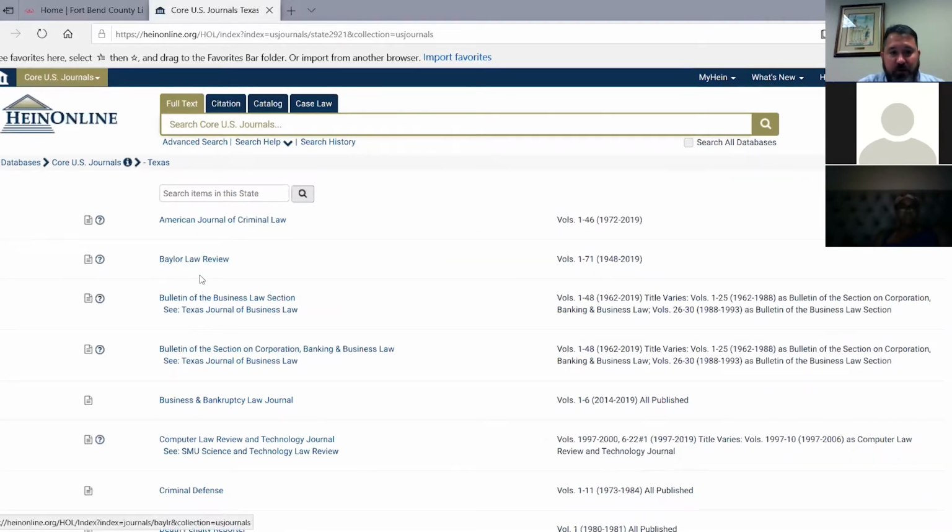And so obviously, close to the top, you have the Baylor Law Review. It shows the coverage over here on the right, from 1948 through 2019. I'm not sure if Baylor has published a law review journal yet in 2020. If they haven't, they will be soon, probably covering the spring or summer, and putting that online. Sometimes it takes a little while for them to catch up, because the way they put them in here is essentially a PDF of the printed journal itself.